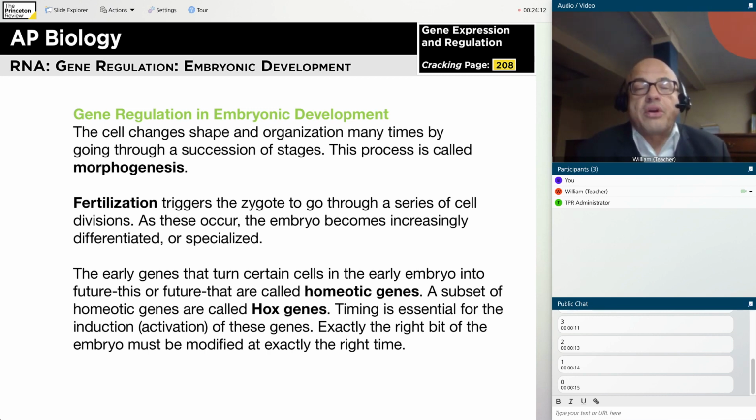As these things occur, they become much more specialized, increasingly differentiated. You don't need to know this at this level for this test, but if you go on and study, you'll know where different organs, skin and so forth actually originated from in the specialized embryonic development. You have genes that turn the early embryo into future skeletal muscle or the heart or whatever the case is. There's a subset of those called Hox genes, and the timing has to happen correctly.